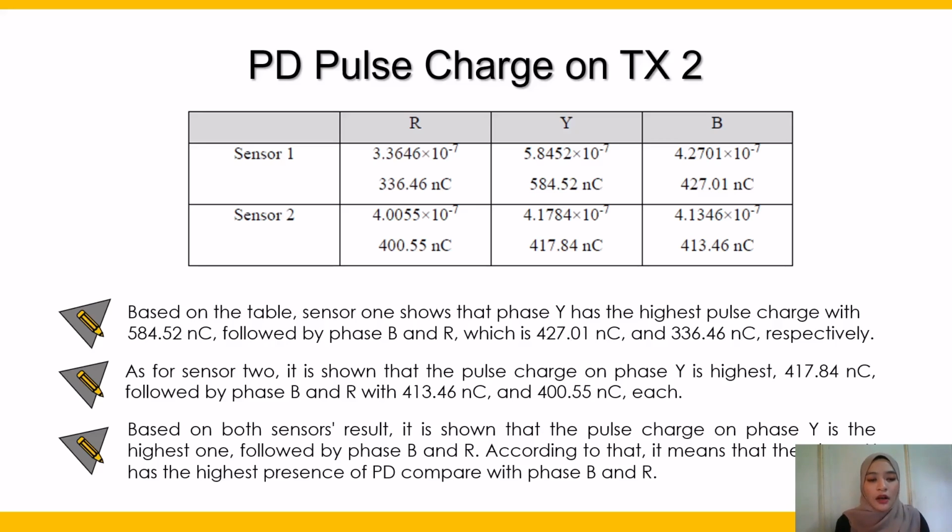So, based on both sensors, the results show that the pulse charge on phase Y is the highest, followed by phase B and R. According to that, it means that phase Y has the highest presence of PD compared to phase B and R.